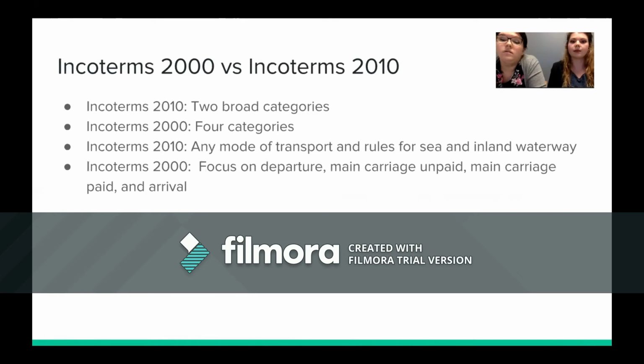Incoterms 2010 also focuses on changes in relation to insurance, security-related clearance, and string sales. Incoterms 2010 have 11 terms, while Incoterms 2000 have 13 terms. Incoterms 2010 introduced two terms, DAT and DAP. It replaced four terms, including delivery at frontier, DAF, delivery ex ship, DES, delivery ex quay, DEQ, and delivery duty unpaid, DDU.